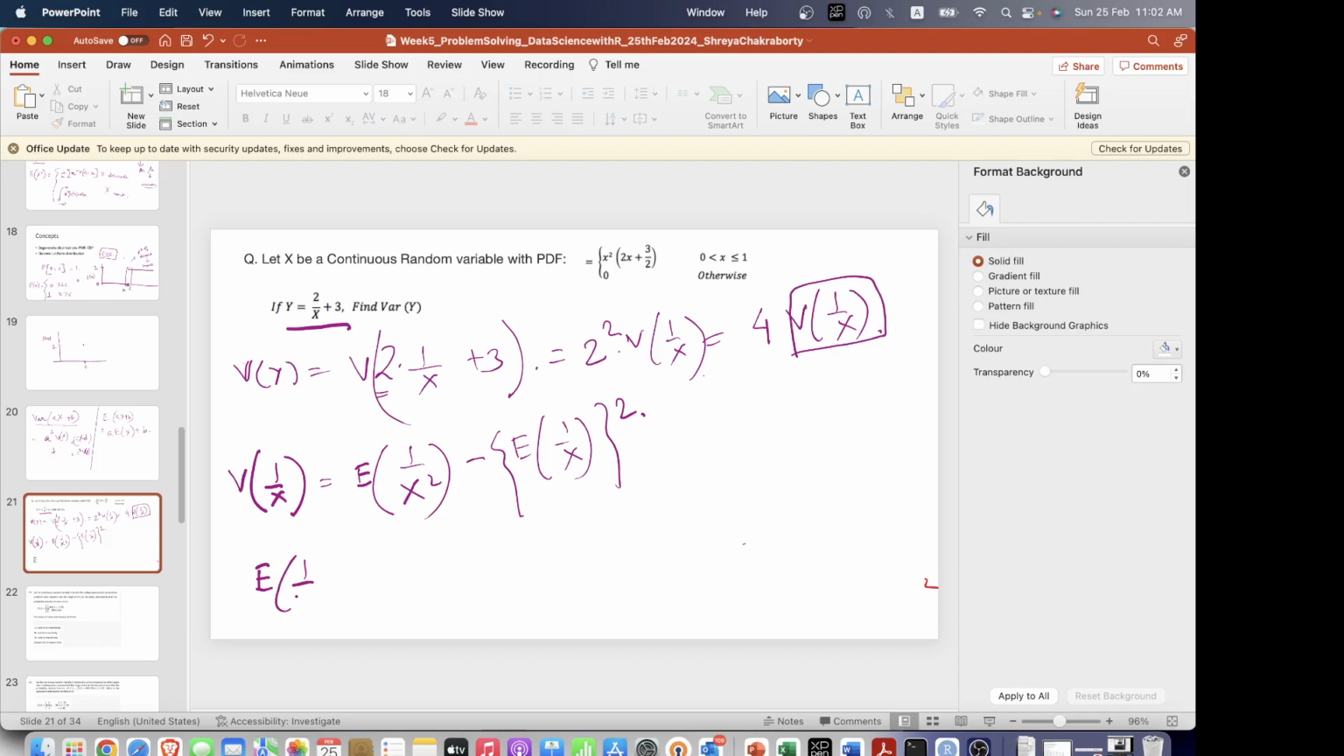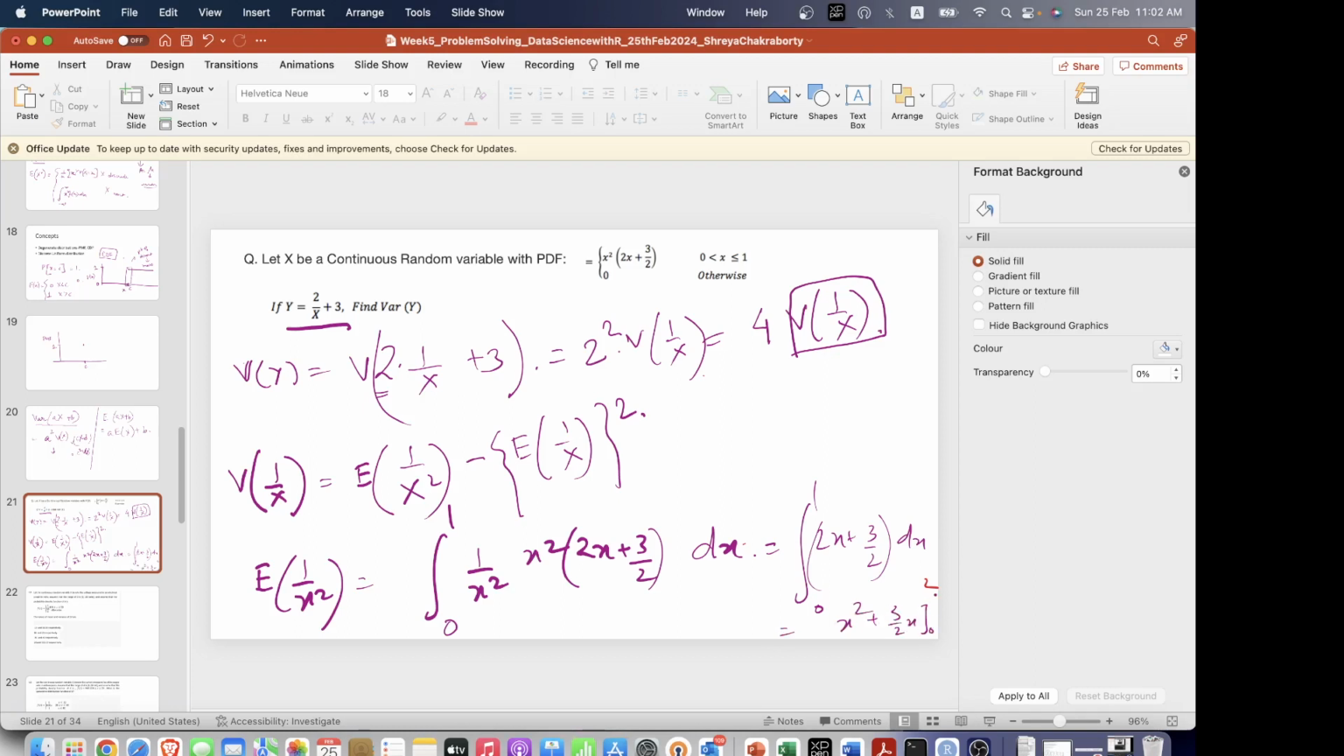So here expectation of 1 by x square would be how much? Integral of 1 by x square, g(x), into f(x) dx, and this is true only when x ranges between 0 to 1. So this x square will cancel. We would have integral of 2x plus 3 by 2 dx from 0 to 1. So this would be x square plus 3 by 2 x, from 0 to 1. 1 plus 3 by 2, that would be 5 by 2. So this would come to 5 by 2.